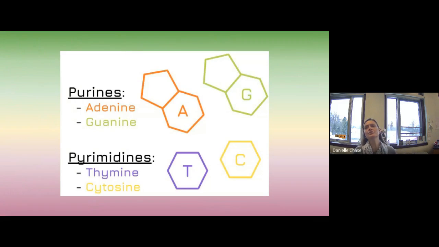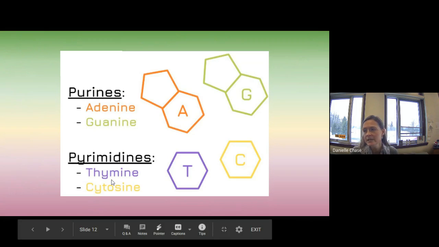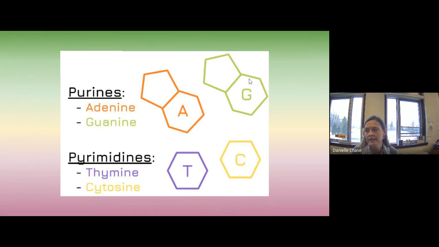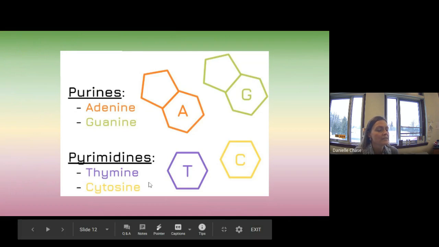Okay, so this picture is just showing you they fall into 2 categories, these nitrogen bases do. They're either labeled as purines or pyrimidines. The purines have a double ring structure, and that's adenine and guanine. And then the pyrimidines have a single ring structure, and that would be thymine and cytosine.